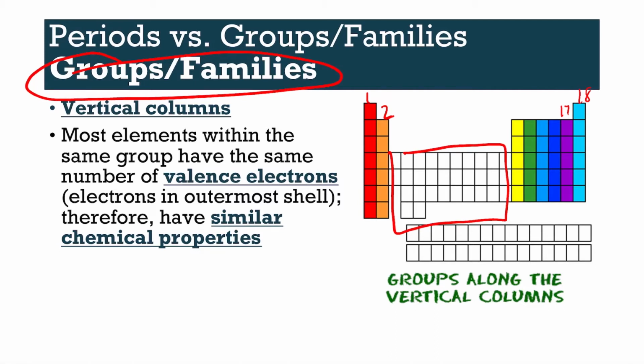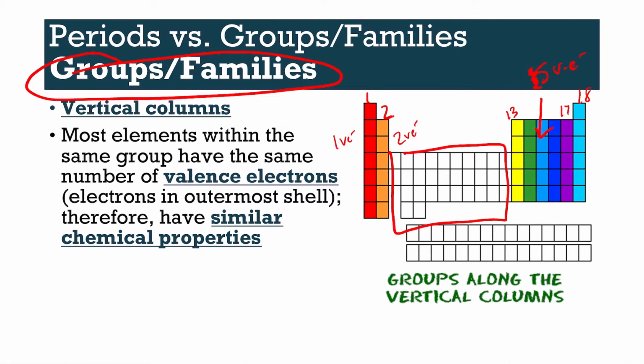So anything in group 1 would have 1 valence electron. Anything in group 2 would have 2 valence electrons. Forget the middle section, group 13 things have 3 valence electrons, and so on. So how many valence electrons do you think something in group 15 would have? You should say 5 valence electrons, not 15.